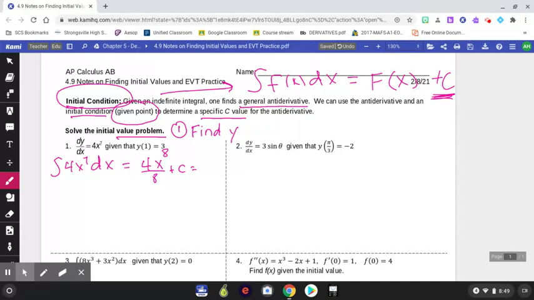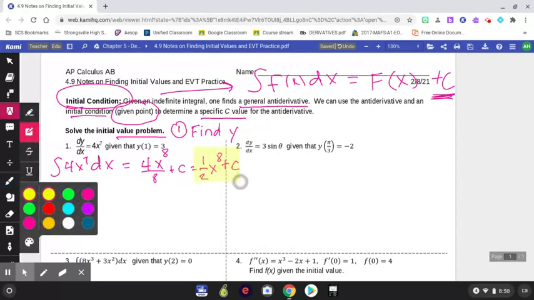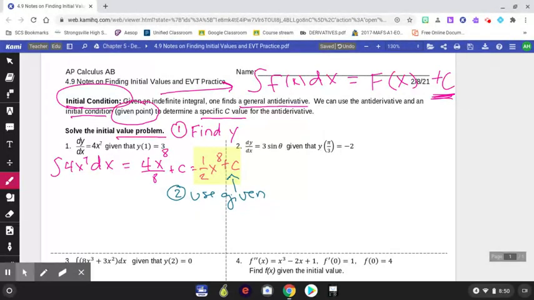And if I clean this up, I get that y is equal to 1/2 x to the 8th plus c. And in class, this is where we would stop, right? In class, we would say, okay, I found my antiderivative, and that's my answer, and that's what you quizzed on. Today, we're not going to stop. So today, we get to continue on our journey, and we want to now find what that c is, okay? So step 2 is that we're going to use that given information, that given initial value or initial condition, to find c.